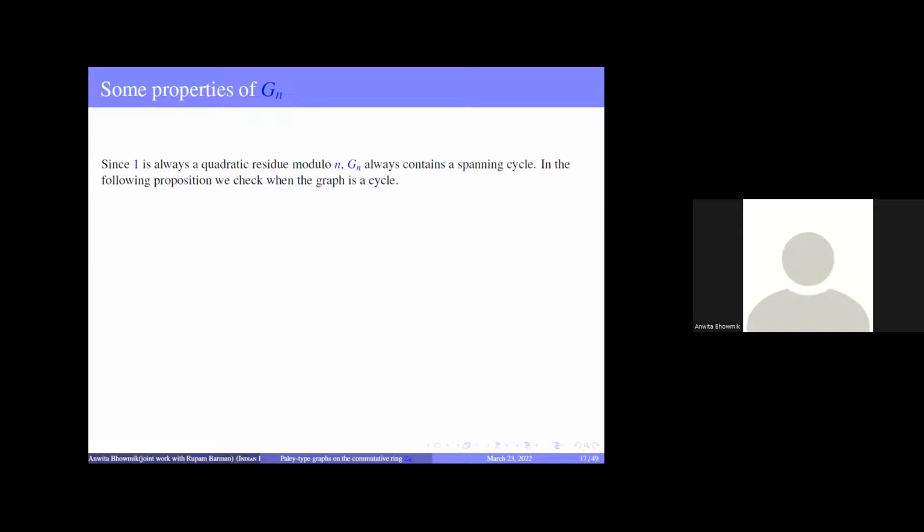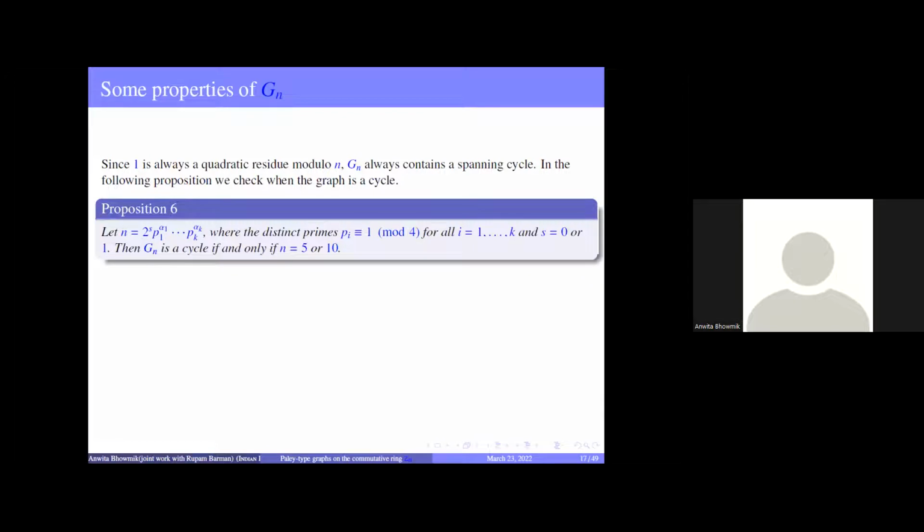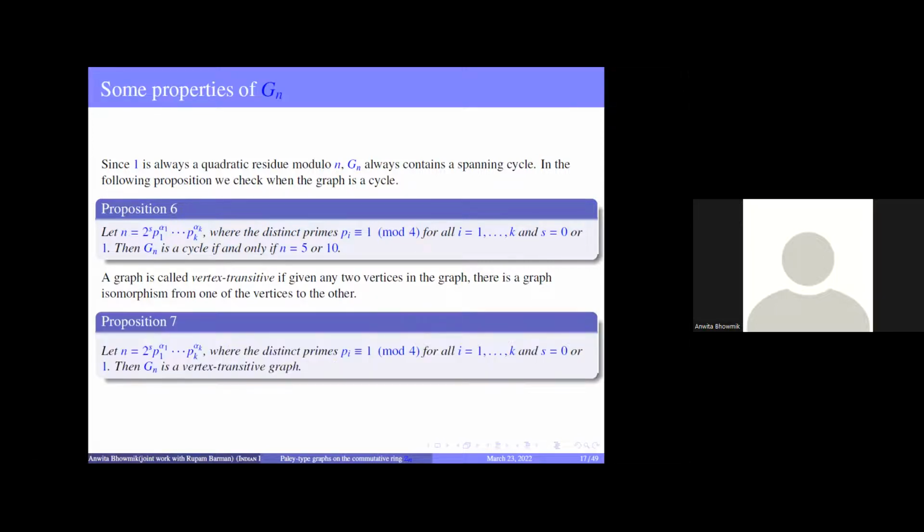Now, by this fact that 1 is always a square modulo n, we see that Gn will always contain a spanning cycle. But we see when the graph is exactly a cycle. So Gn is a cycle if and only if n is either 5 or 10. Next, a graph is called vertex transitive if, for any two vertices in the graph, I can find some graph isomorphism sending one vertex to the other. So here we see that Gn is vertex transitive. We note that Paley graphs were also vertex transitive.